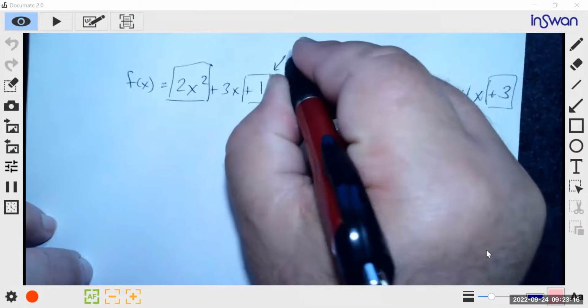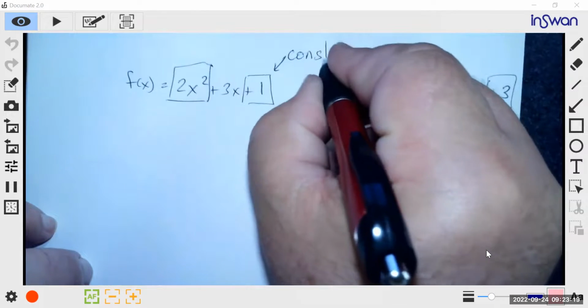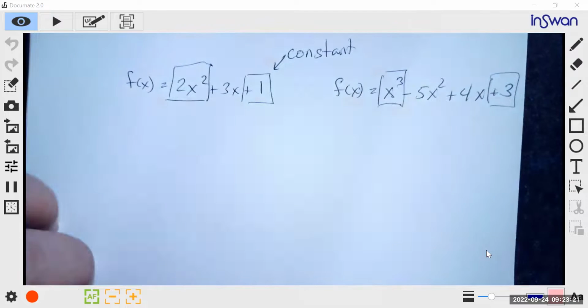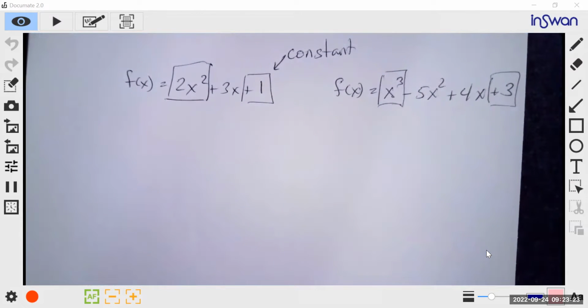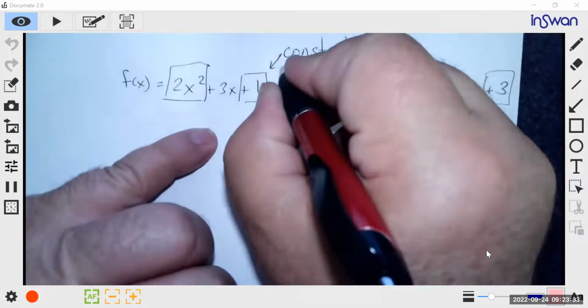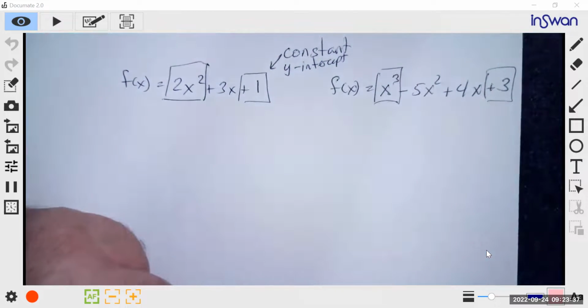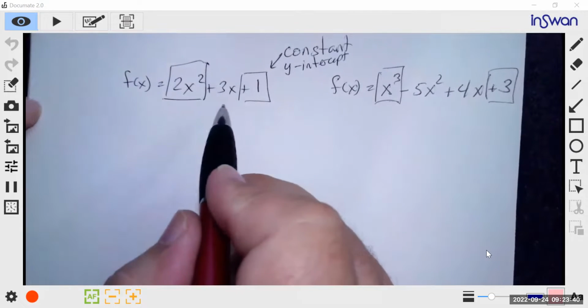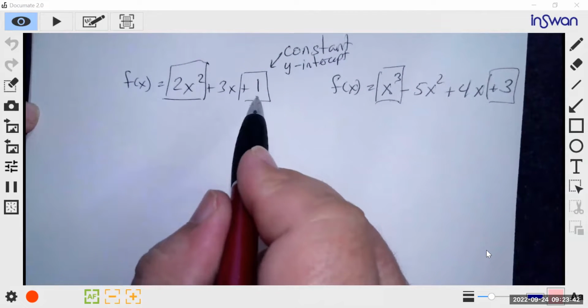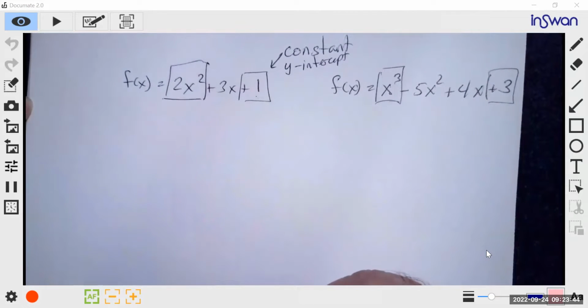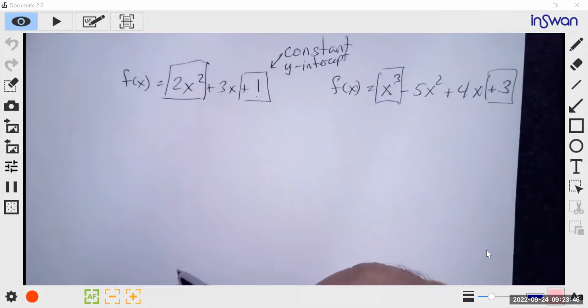The number at the back is called the constant. It doesn't have a variable letter X. So what's the constant always going to represent? The y-intercept, yes. So we know already in this first graph, it's going to cross through 1 on the y-axis. We know a lot more than we did 5 minutes ago.